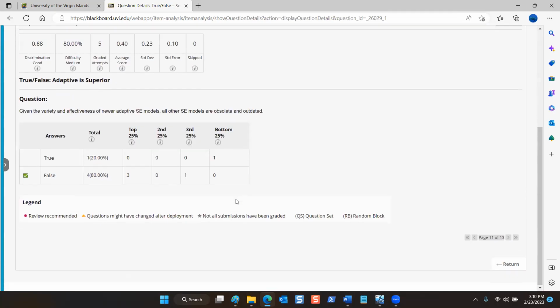Our last review question. True, false, given the variety and effectiveness of new adaptive SE models, all other SE models are obsolete and outdated. That is false. Many legacy planning and documentation models are still in use, in particular SDLC with government.